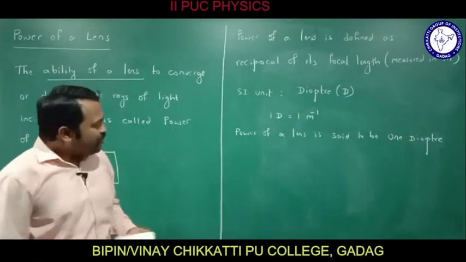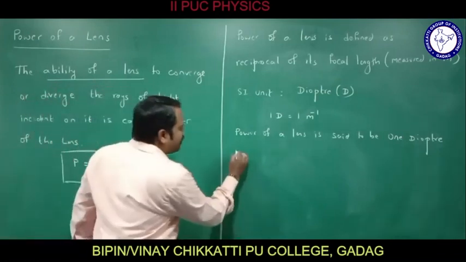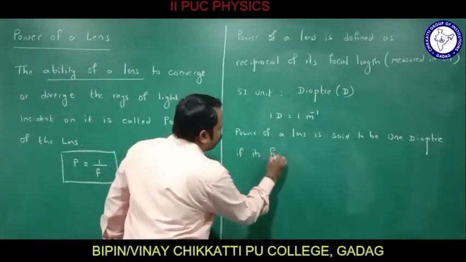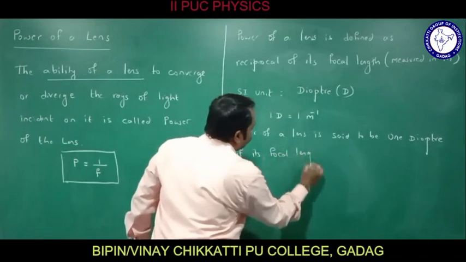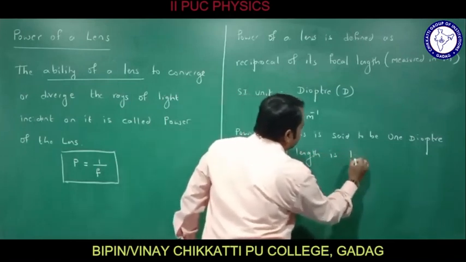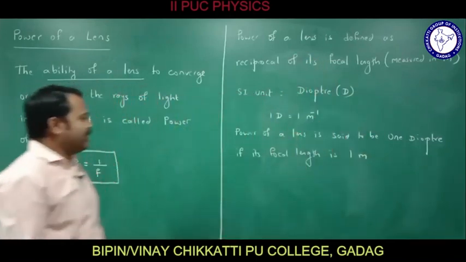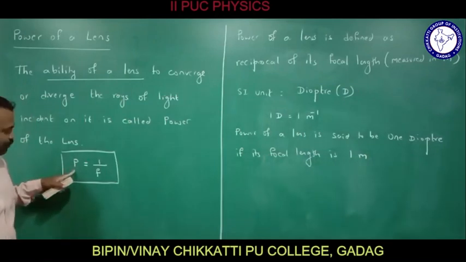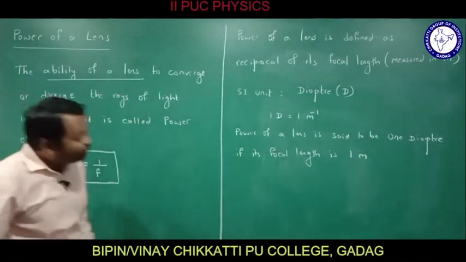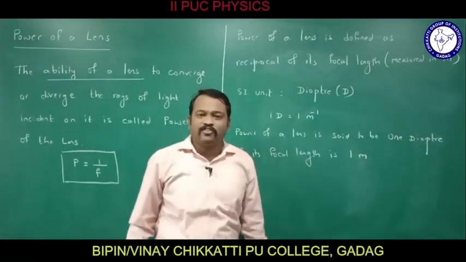Let me tell you, power of a lens is said to be 1 diopter if its focal length is 1 meter. So power of a lens is said to be 1 diopter if its focal length is, what is the focal length here? 1 meter.